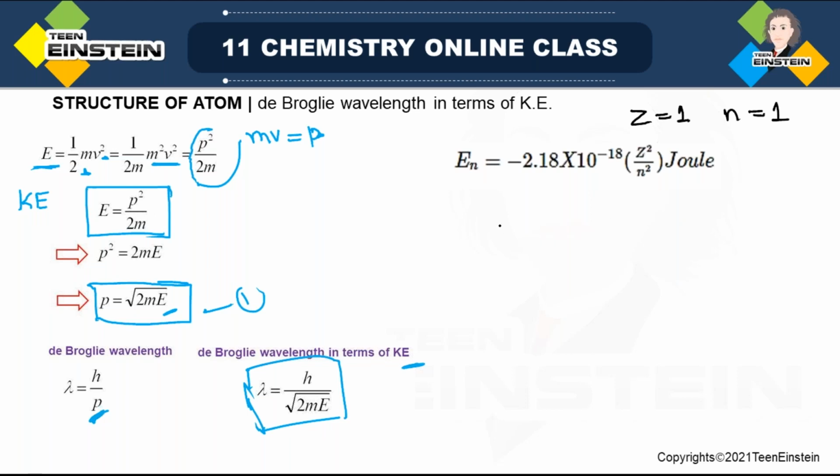Now suppose I want to write the term for ionization energy. Ionization energy is that energy which is required to remove the electron. In the case of hydrogen, there is only one electron present in energy level n equal to 1. So the definition of ionization energy will be the amount of energy required to remove this electron to infinity, from energy level n1 to infinity. So ionization energy, if we follow this definition, should be equal to E infinity minus E1.